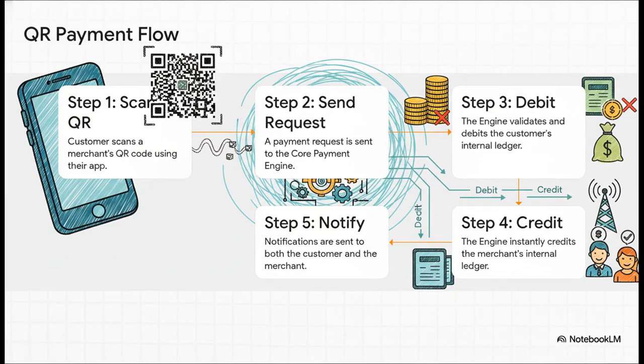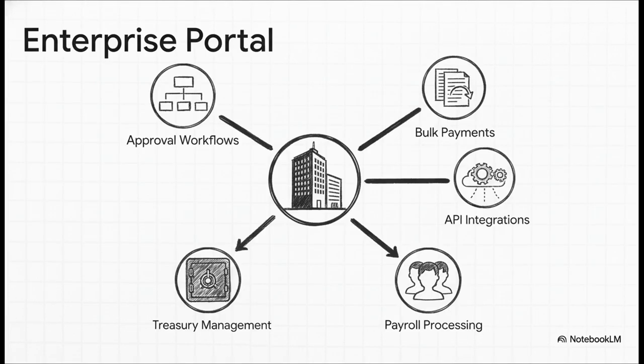So let's see how this portal-to-engine connection works in a real-world payment. The customer uses their portal, the app, to scan a QR code. That simple action sends a request straight to the core engine. The engine then does the heavy lifting. It validates the payment, zips the funds from the customer's ledger over to the merchant's ledger, and boom, it's done, all seamless.